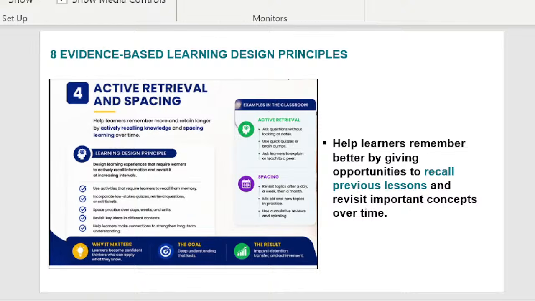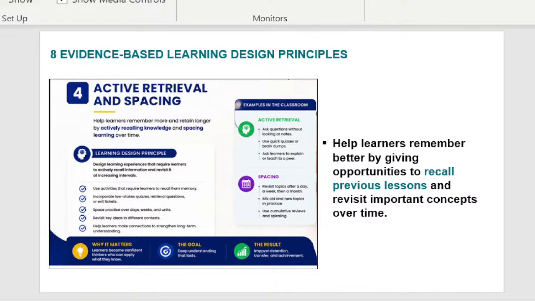To active retrieval, for example, you ask questions without looking at the notes. Use quick quizzes or brain dumps. Ask learners to explain or teach to a partner. They share, it's active retrieval.